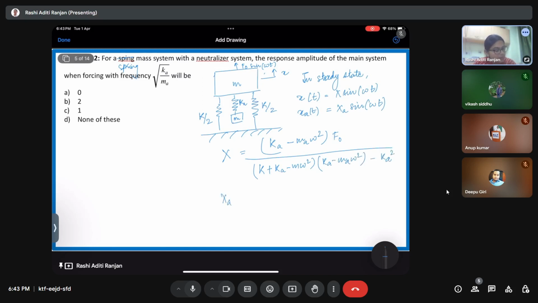And Xa is going to be what? Ka F naught divided by the same term, (K plus Ka minus M omega square) into (Ka minus Ma omega square) minus Ka square.